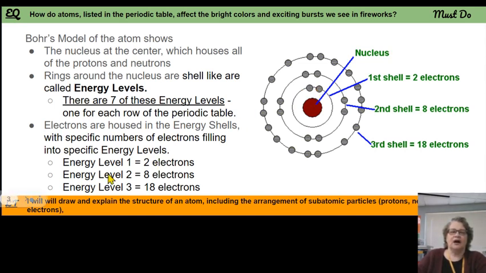Okay? And then when you get up to the next level, you have to have this first level full. Then you can fit up to 8 electrons in that next level. Once you hit 8 and you want to go up, then you have to go up a level. And so level 3 has 18 electrons in it. Okay. 4 through 7 are a little more difficult than that, so we're not going to cover those. But you do need to know the arrangement of the electrons in the first, second, and third energy levels.